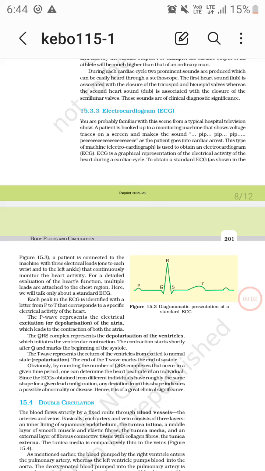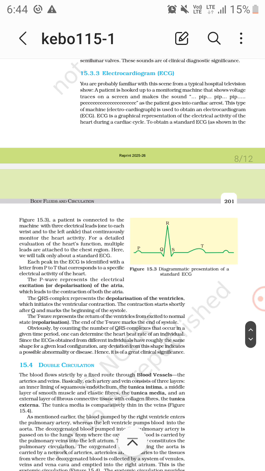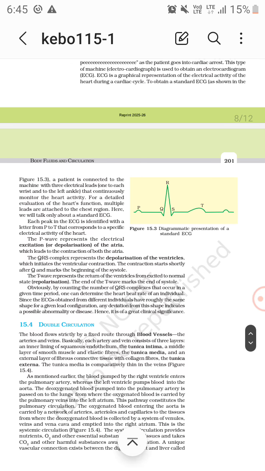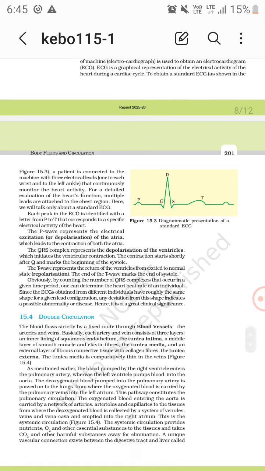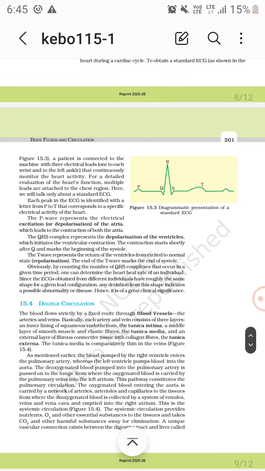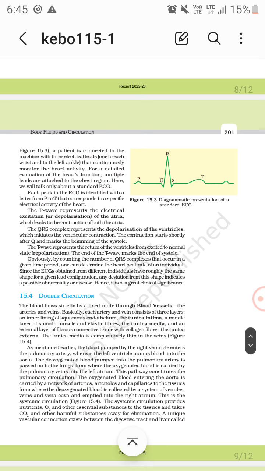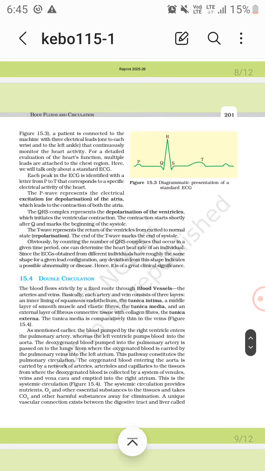Body fluids and circulation. There is ECG; the machine is the electrocardiograph, and the recording is the ECG, that is, the electrocardiogram. There are 5 letters: P, Q, R, S, T. P represents the depolarization, that is, excitation of the atria, and the QRS complex represents depolarization of the ventricles, right?